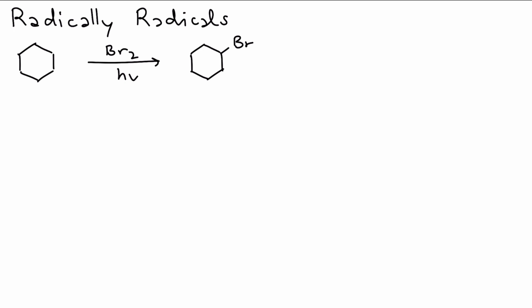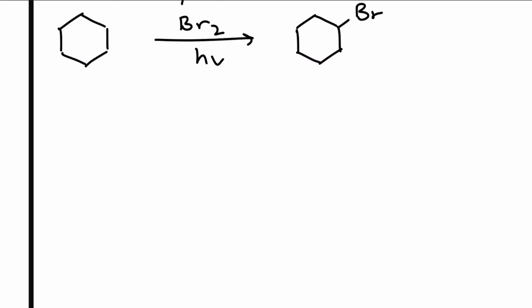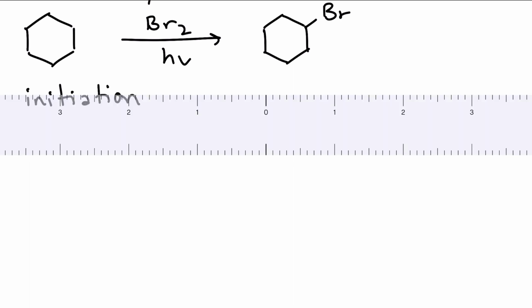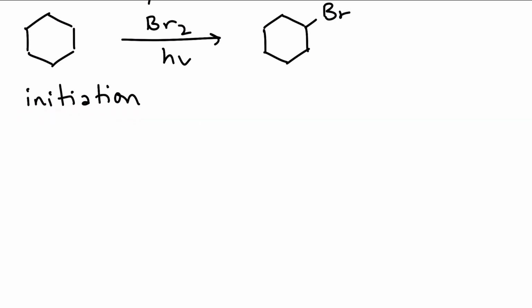So the first step is initiation. Radical reactions. Initiation. Did I spell that right? I think that's how you spell the word initiation. For every radical reaction, there will be 3 steps: initiation, propagation, and termination. For the initiation step, we're going to generate a species of radical.